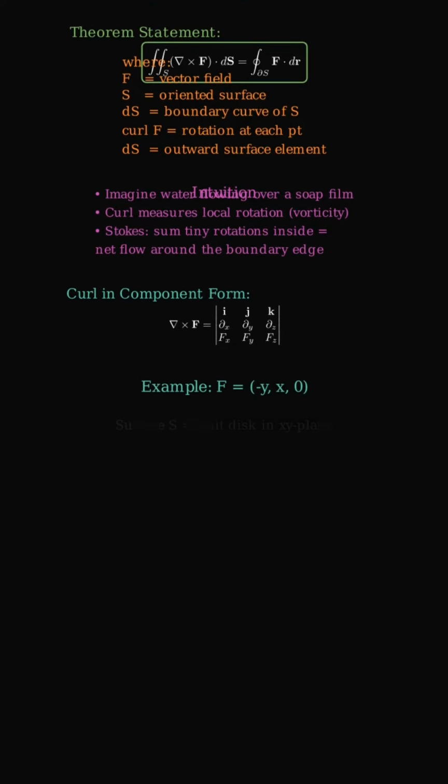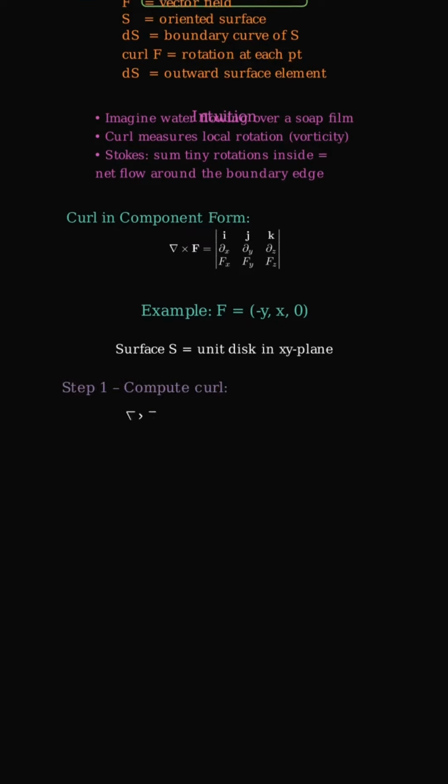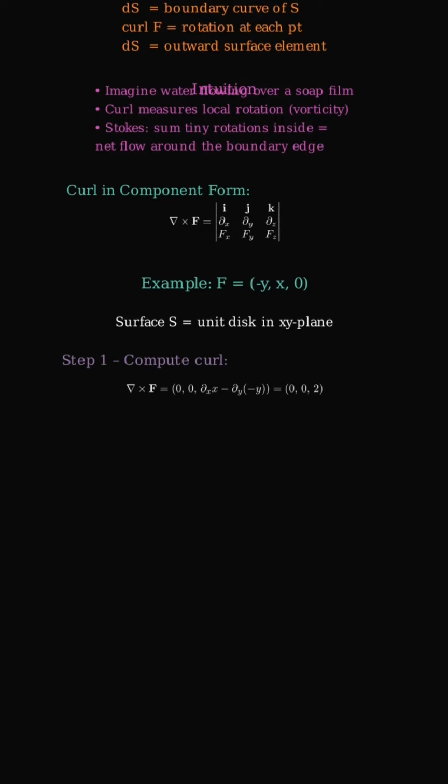Now let us see a simple example. Take the vector field F equals (-y, x, 0) and let the surface be the unit disk in the xy-plane. Step 1, compute the curl. When we calculate the curl of this field, we get the vector (0, 0, 2). This means the rotation is constant and points in the positive z direction.